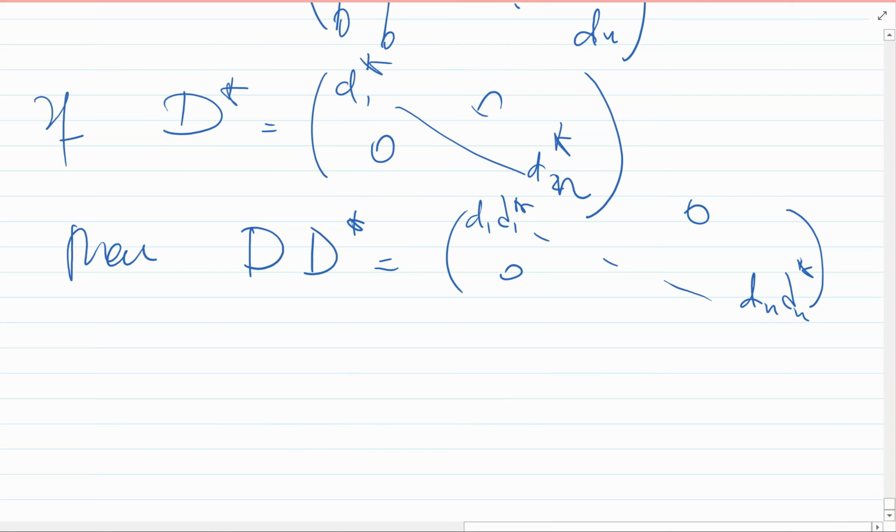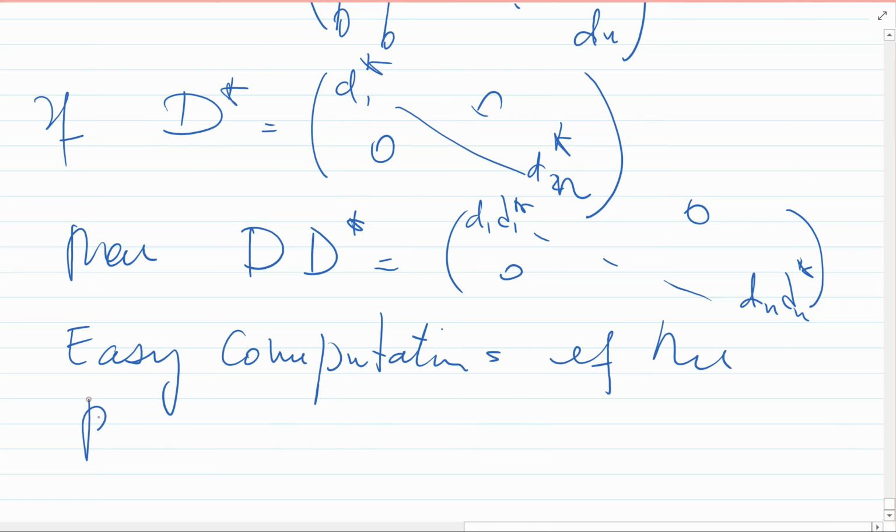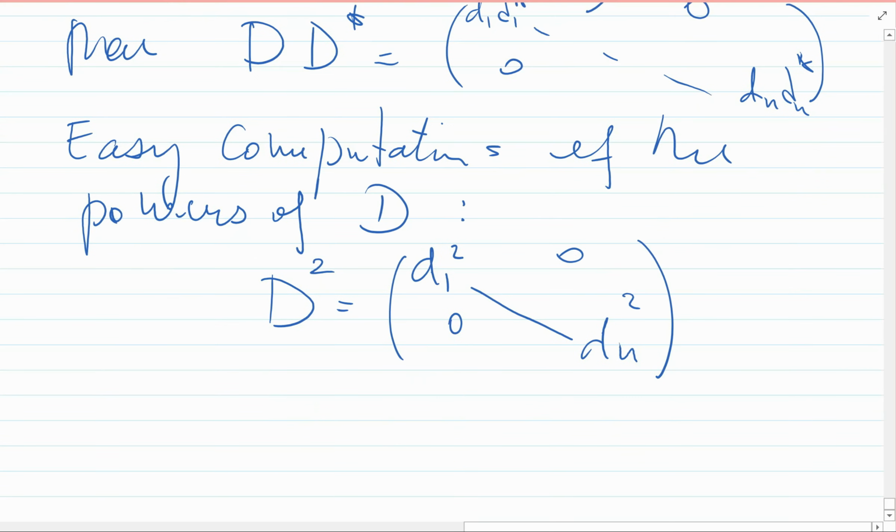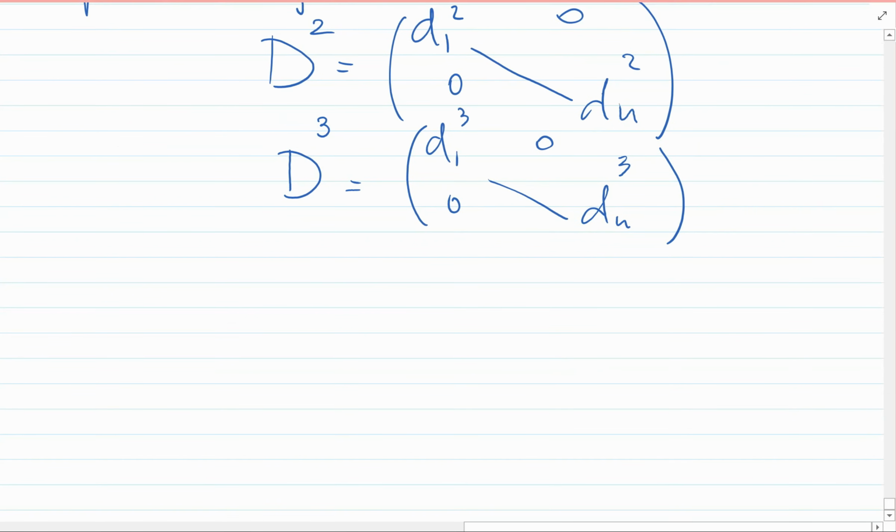Why? Because this will allow for easy, very crucial computations of the powers of D. So D squared will be D1 squared, up to Dn squared, and D cubed will be D1 cubed, up to Dn cubed, etc. So we can easily take all the powers by taking the powers of the elements on the diagonal.